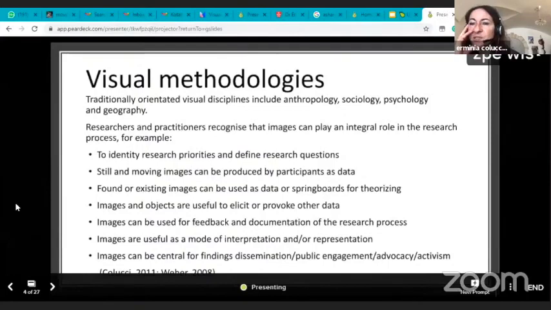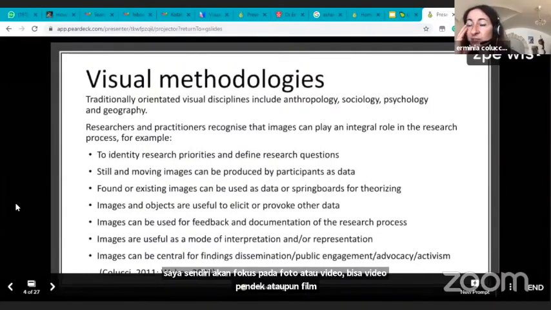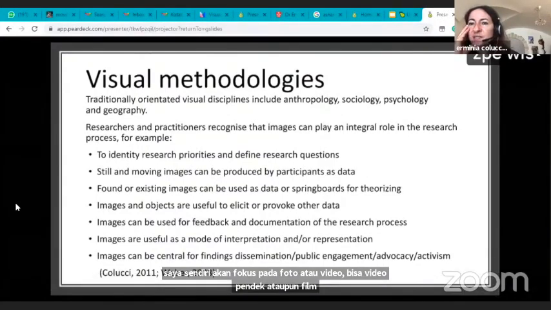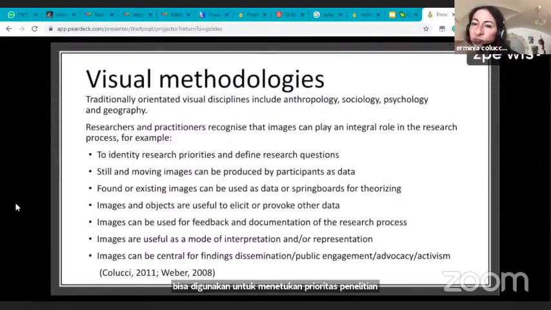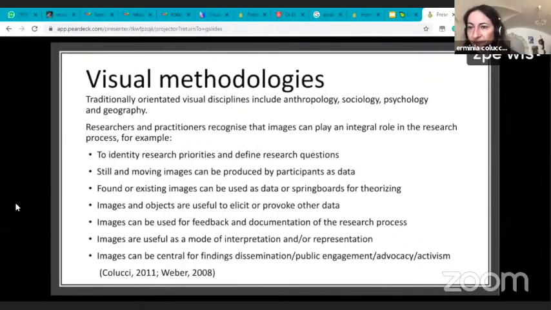Some of the ways in which images can be used in the research process, to begin with, is to identify research priorities and define research questions. We could be using images like photographs with participants in a community to choose together what we want to focus on, what are some of the key issues for the community, and help us to define a research question. That could be a creative way of involving communities.